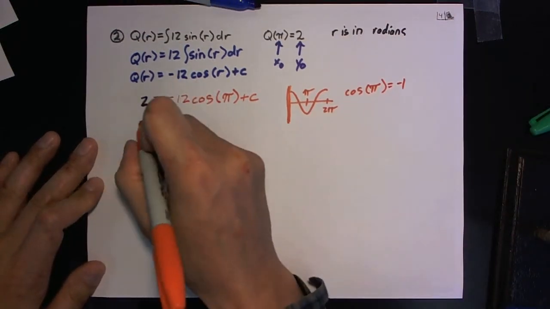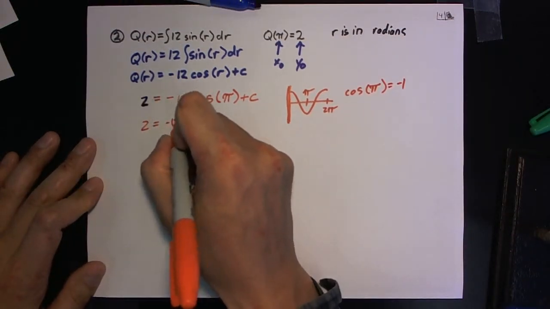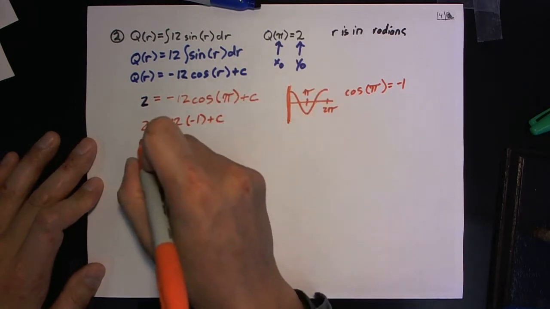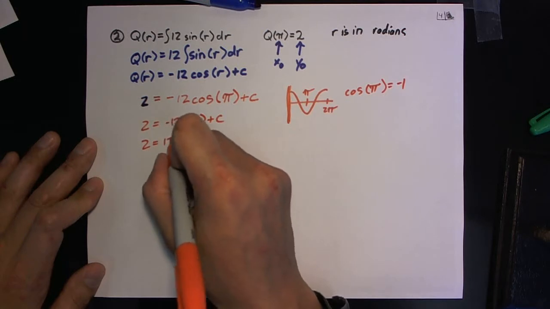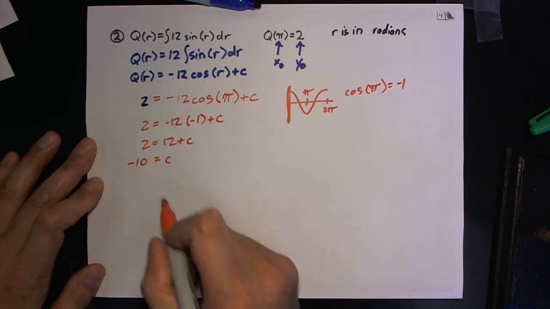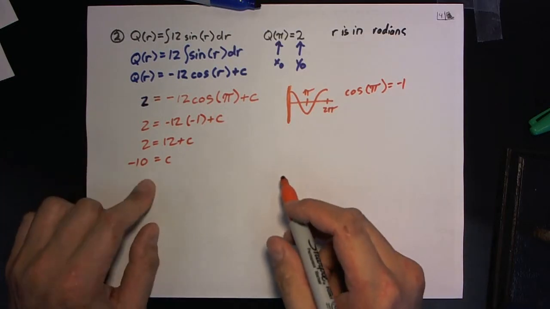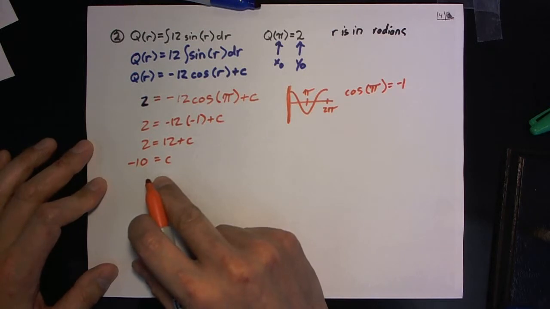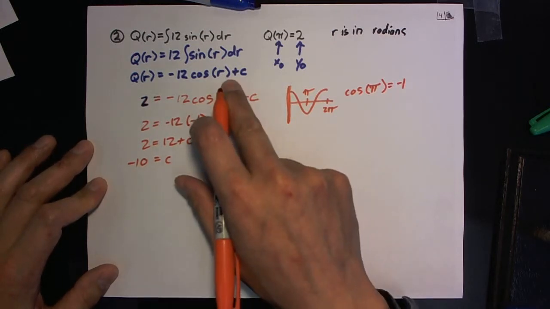Okay, so you get 2 equals negative 12 times negative 1 plus c. That means 2 equals 12 plus c, which means that c is negative 10. Okay, so we got a solution for c. Now, we just take this and substitute it back into here.